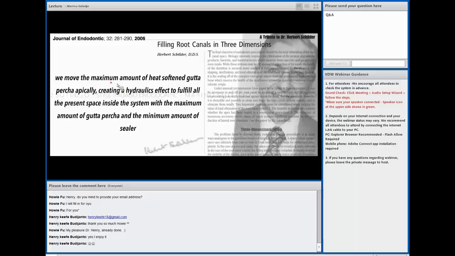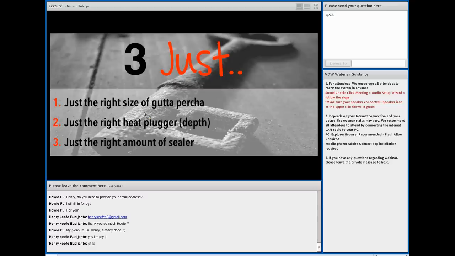And at that time, it will create hydraulic effects to fill all the spaces inside the system with the maximum amount of gutta percha and the minimum amount of sealer. Because once we can plasticize it by heat, we can pack the gutta percha vertically. And at the same time, it will create lateral force to press all the sealer and fill all the canal space and all the accessories inside the canal.